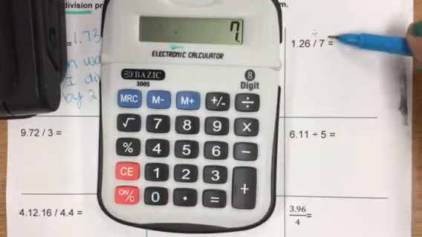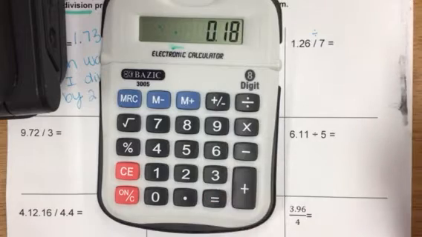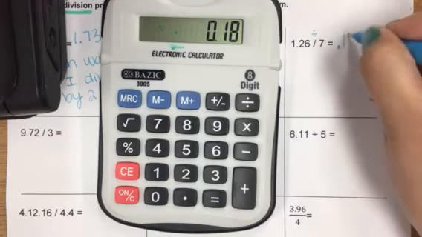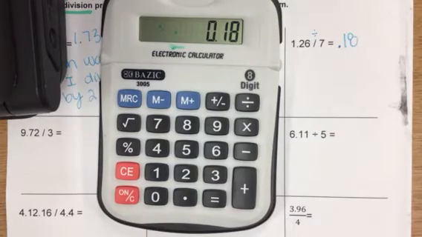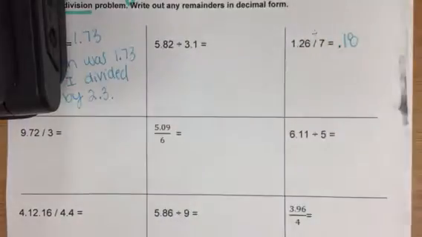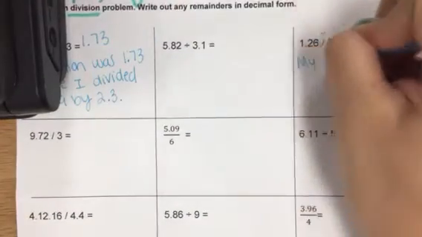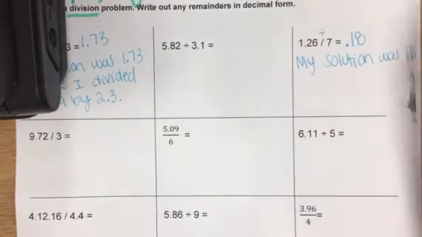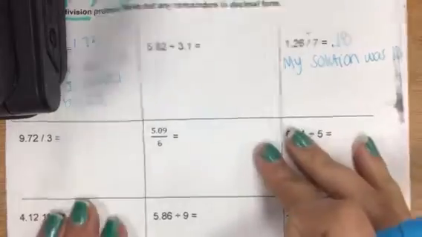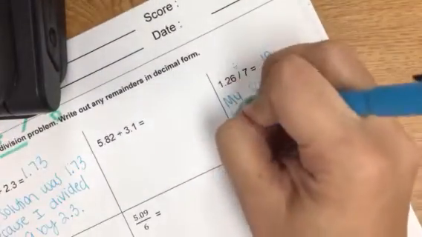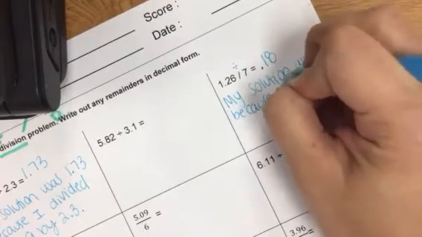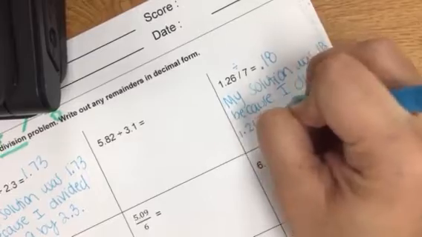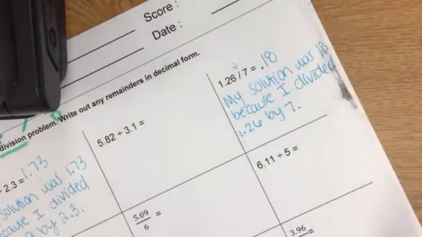This is a whole number. There is no decimal there. And so that gives me, this one is a nice number. My decimal is in front of 18 because my answer is 18/100ths. So again, we're going to write down our sentence. My solution was 18/100ths because I divided 1 26/100ths by 7, period. Okay, make sure you get that sentence down.